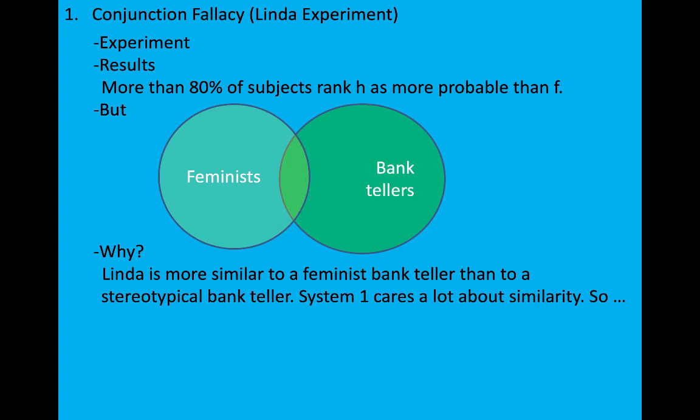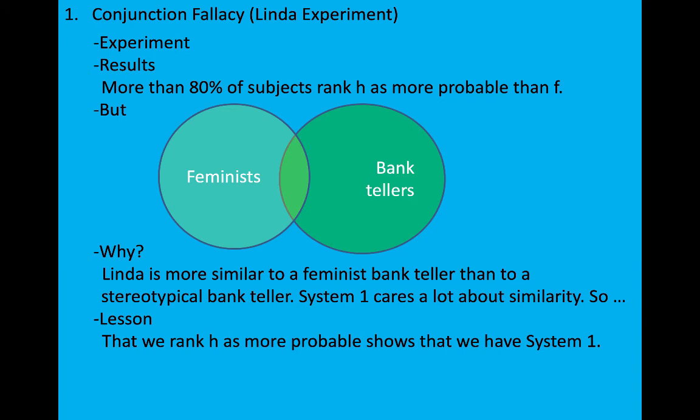And rules of probability, objective facts like it has to be the case that one thing is more probable than the conjunction of that very thing with something else, get thrown out the window. Of course, the fact that we can recognize that being a bank teller is more probable than being both a feminist and a bank teller when we slow down and think about it demonstrates that we have a System 2 that can assign probabilities based on rules.